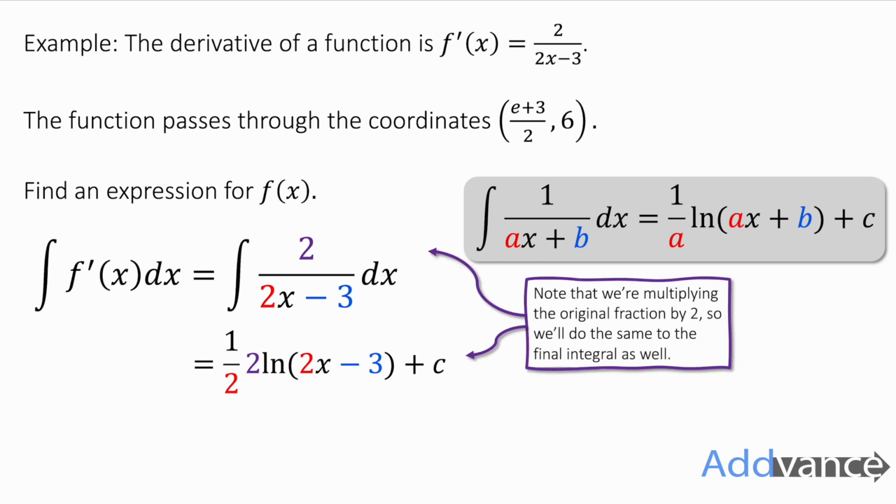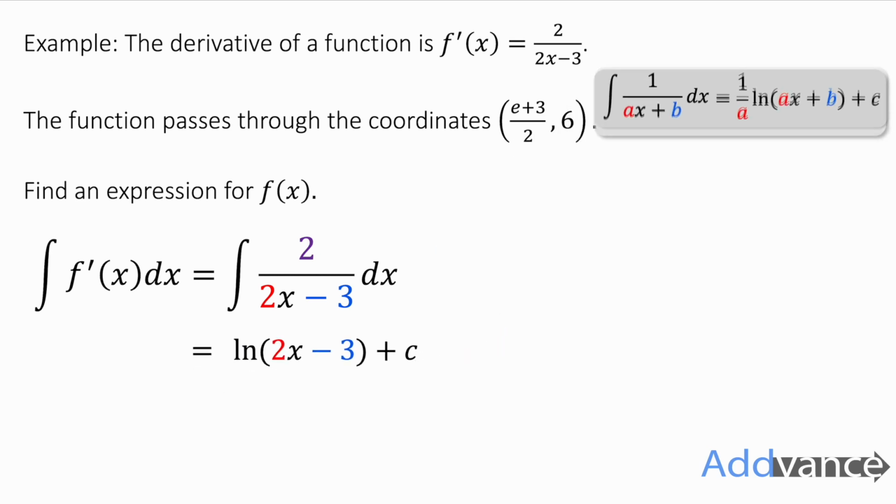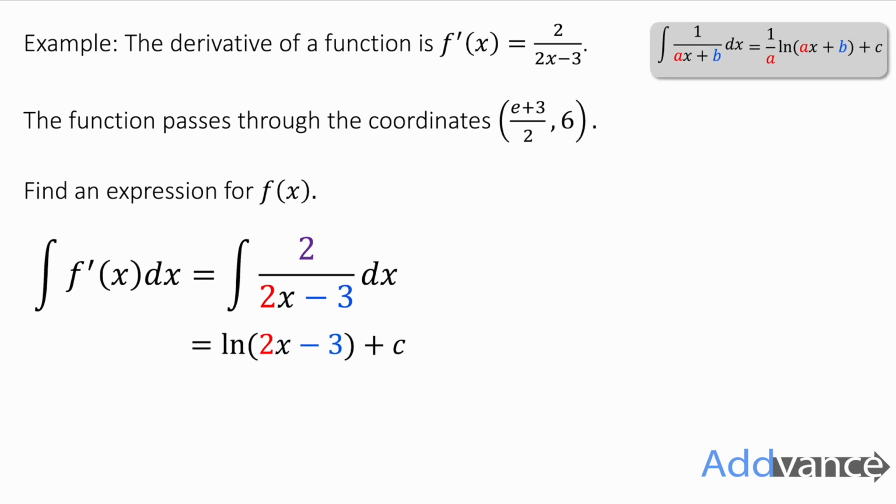So the original fraction was multiplied by 2. The new fraction is going to be multiplied by 2, but also divided by 1/2. It's going to simplify very nicely. 1/2 times 2 is going to be 1, so we get ln of 2x minus 3 plus c.